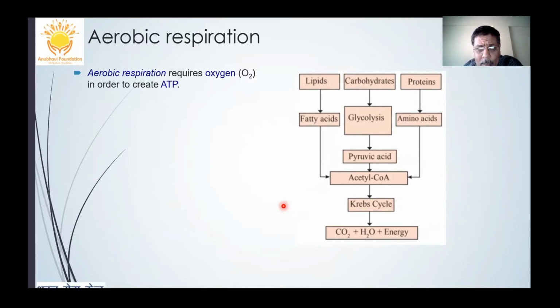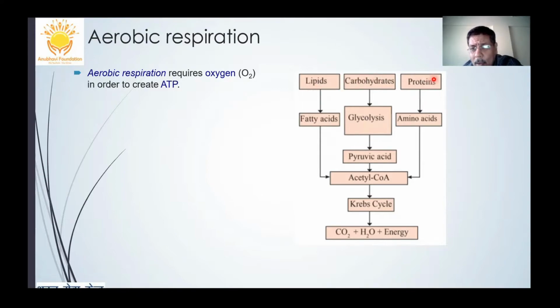So, aerobic respiration. First we'll start from carbohydrates, the chief substrate, that is glucose. It undergoes glycolysis to form pyruvic acid. Pyruvic acid is converted to acetyl coenzyme A, which enters the Krebs cycle, and then carbon dioxide and water are formed by complete oxidation of pyruvic acid, and energy is released in the form of ATP.